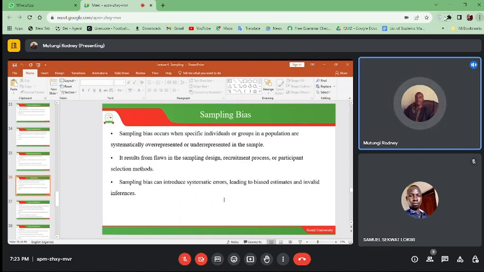It also can occur because of the recruitment process or participant selection methods. So you might hire some research assistants for your study as an M&E professional, and then instead of using these sampling methods, they go out there, especially if you hire those who are natives, and select people that they know. If they select people that they know and leave out those that they don't know, you will have this sampling bias.